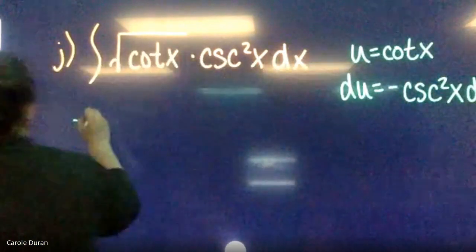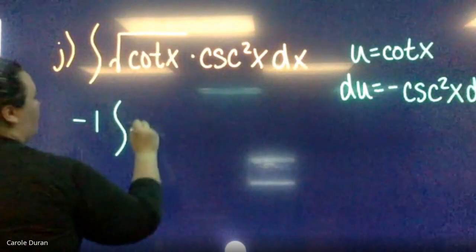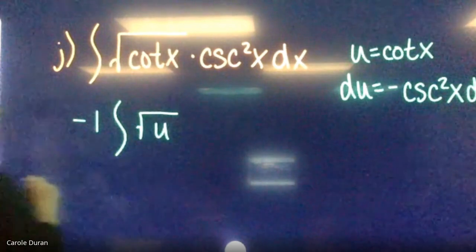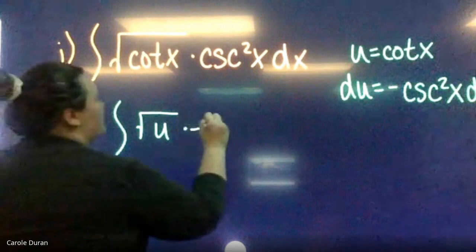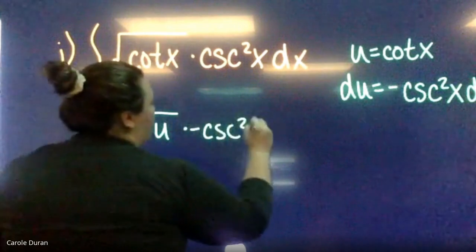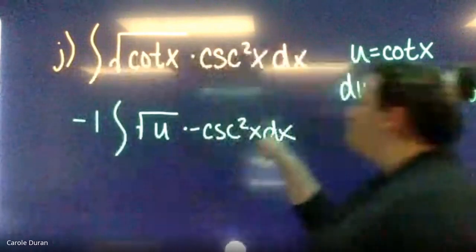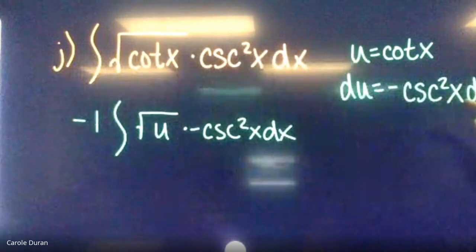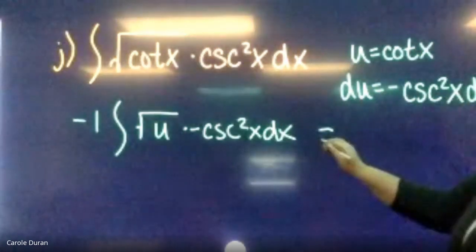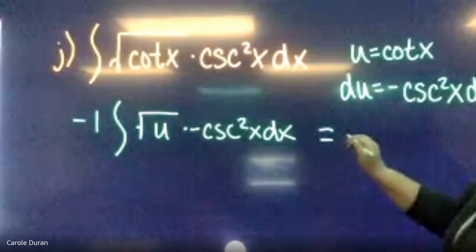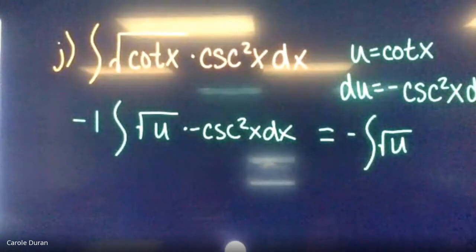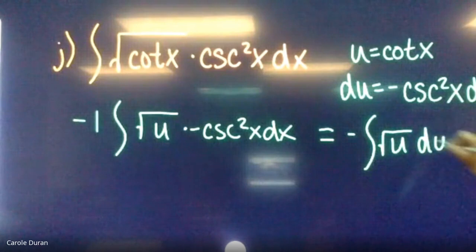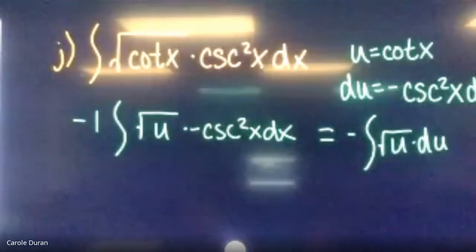So then this becomes -1, the integral of the square of u. I went ahead and put that in so I don't have to write cotangent of x. And then times negative cosecant squared x dx. That directly matches what I need my du to be, so I can replace it. So the negative still stays in front, and I end up with the negative integral of the square root of u du.